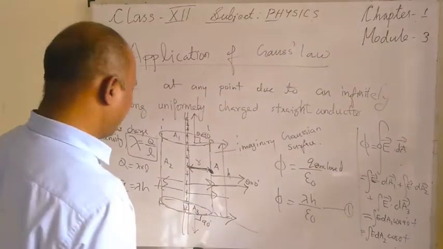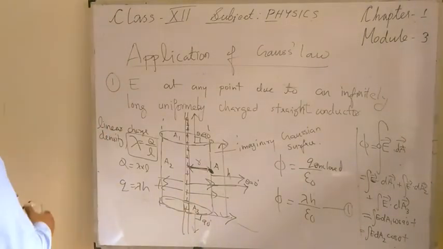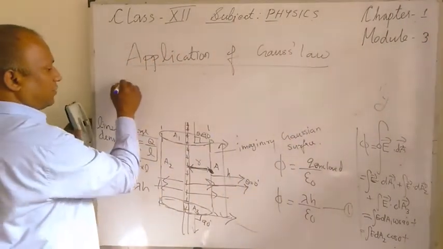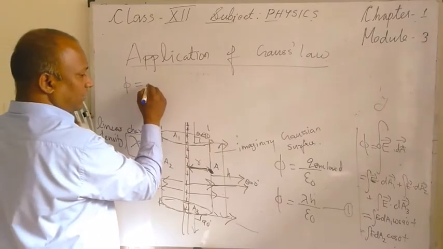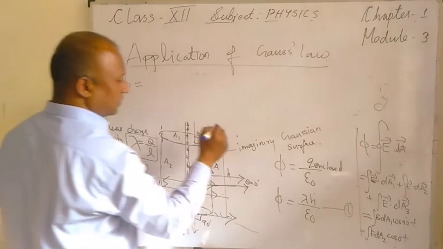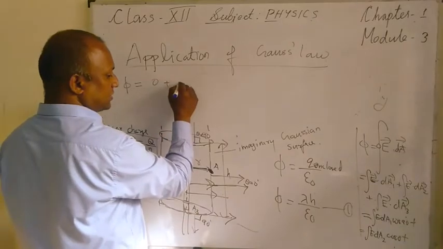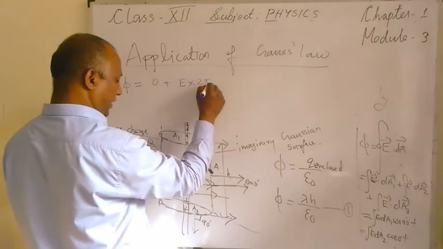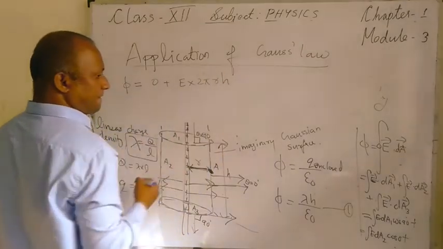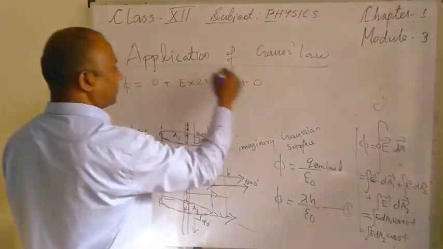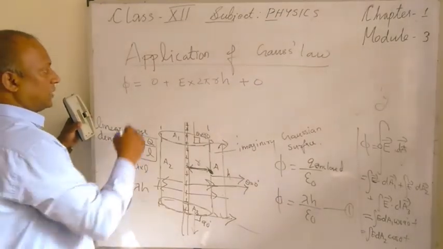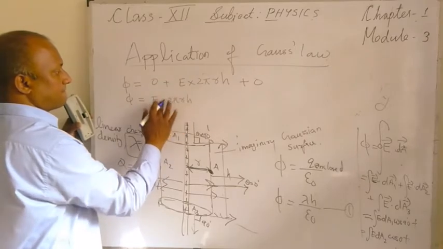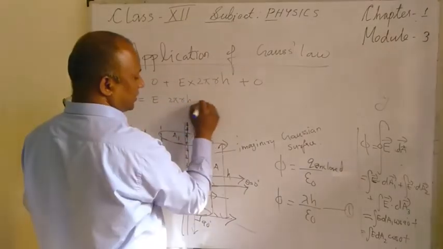So the final answer, we can put it like this. Flux is equal to zero plus E, and what is the curved surface area? 2 pi r h, plus 0. So flux is equal to E into 2 pi r h. That is equation number 2.